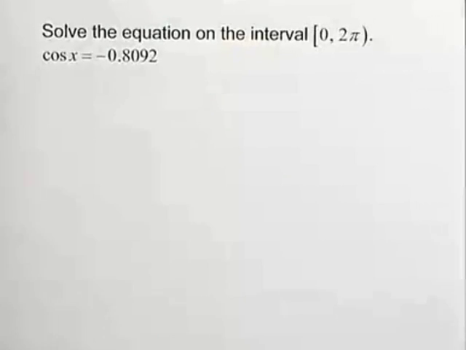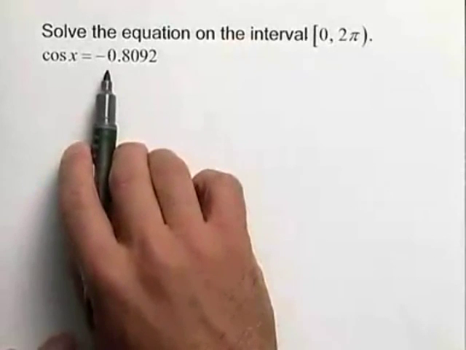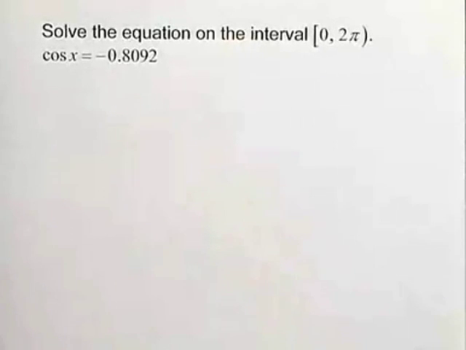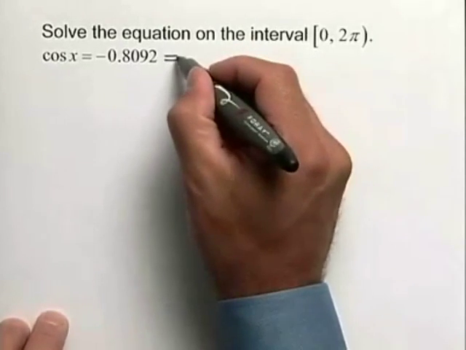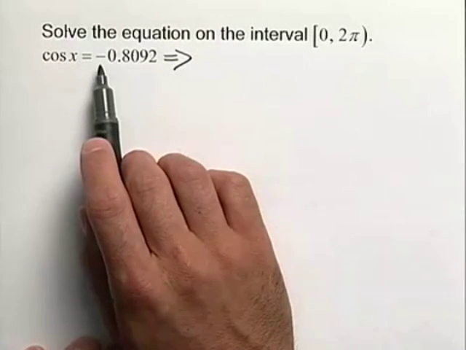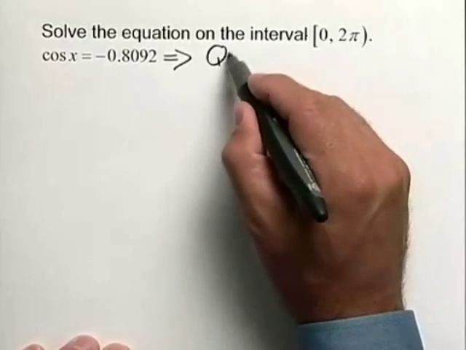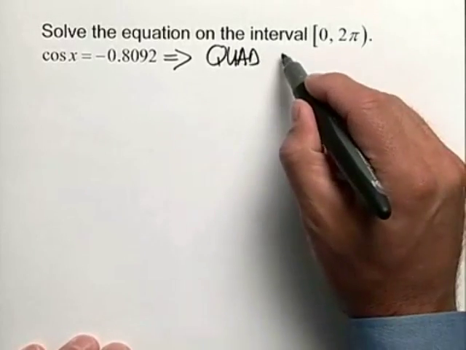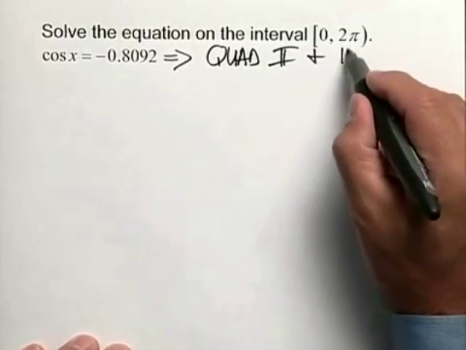Let's solve the following trig equation. We have the cosine of x is equal to negative 0.8092. Alright, this is not one of our standard values that we're looking at here. So remembering, when we're dealing with trig equations, we have to address the sign of the cosine first. The sign in this case is negative. Because that's negative, our two solutions will be in quadrant 2 and in quadrant 3.